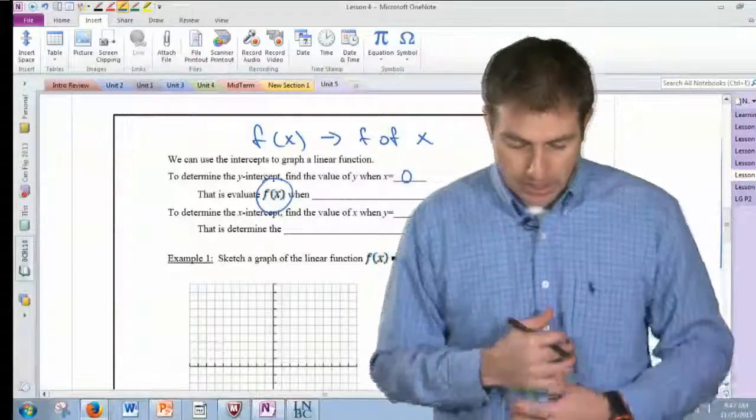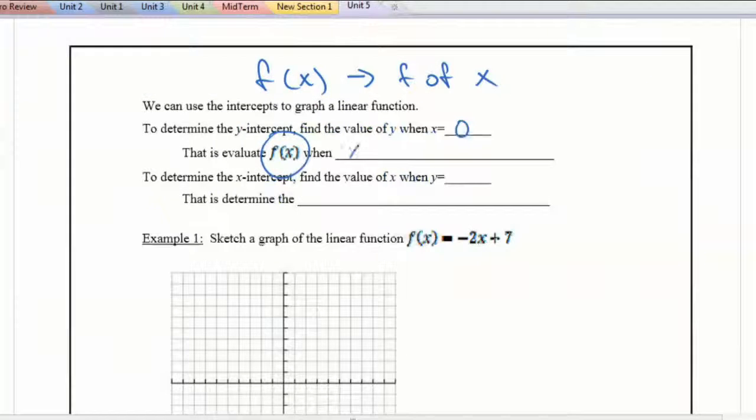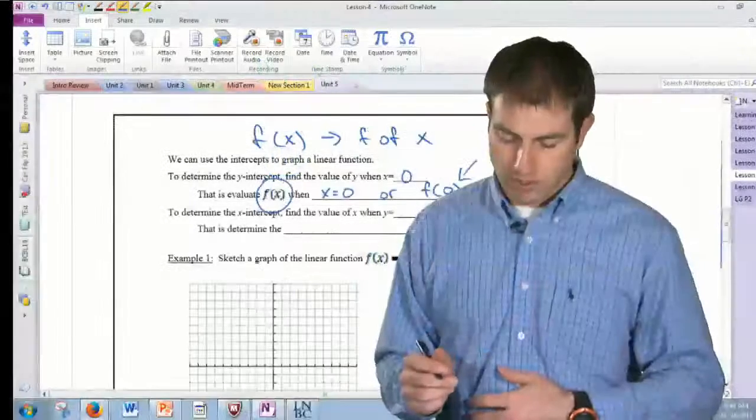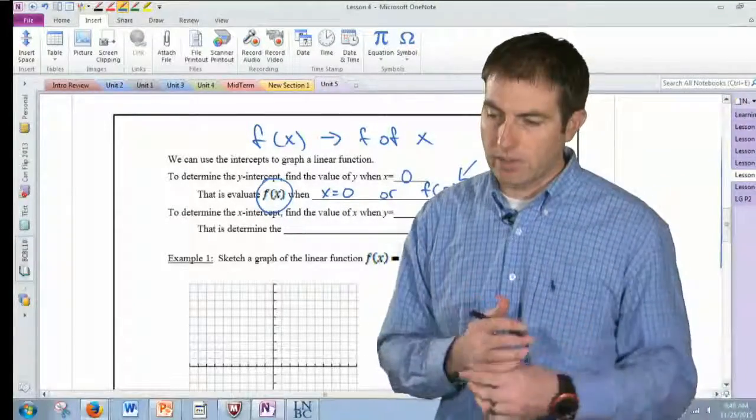So when we have f of x, or our function, when x is equal to 0, we can write it as f of 0. So all we're doing is replacing the x with 0. This function notation, if it's not super clear, don't worry about it. We're going to spend all of next day working on it. But the important thing is that if we figure out when x is 0, we can figure out what the y-intercept is.